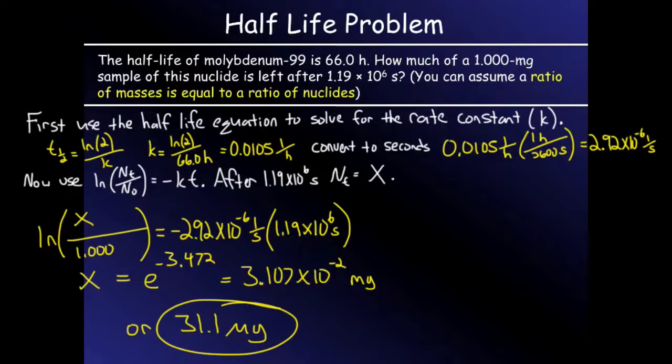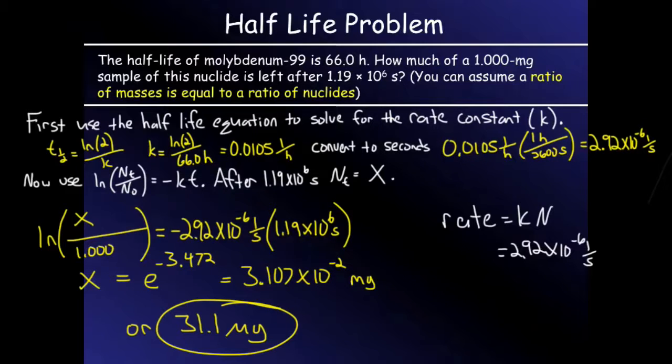Now what if I were asked to solve for the initial rate, or the number of decay events occurring at time 0, and the number of decay events occurring after 1.19 times 10 to the 6 seconds had passed? Well, if you remember, rate is simply equal to k times n. So the initial rate would be equal to k, which is 2.92 times 10 to the negative 6, 1 over seconds, times n.